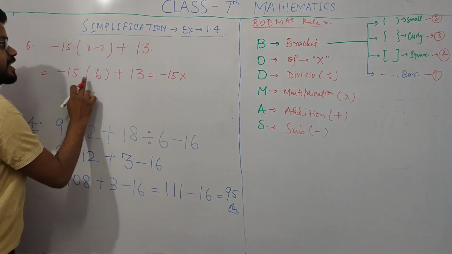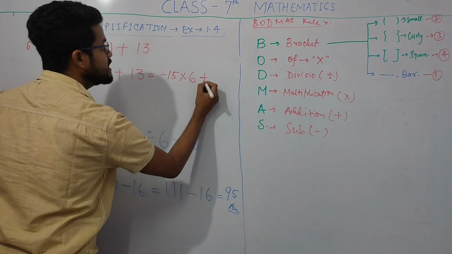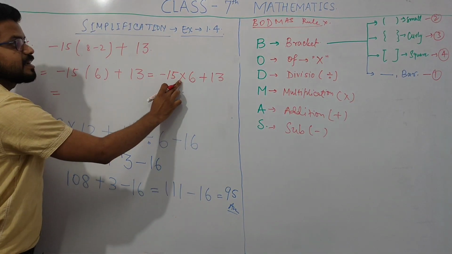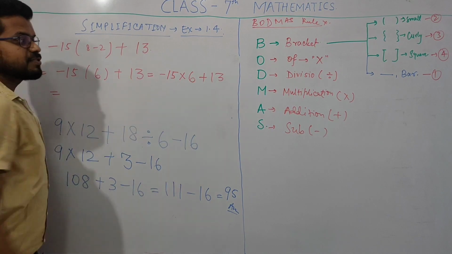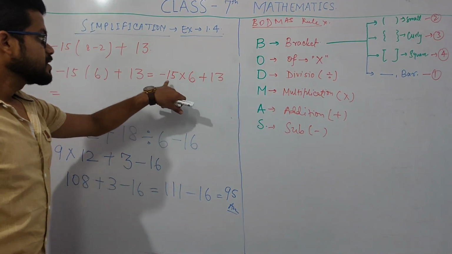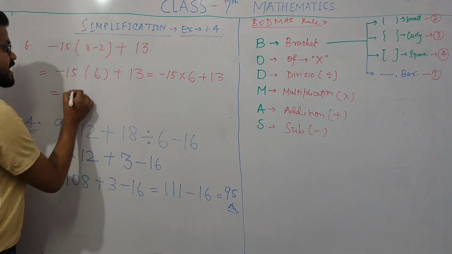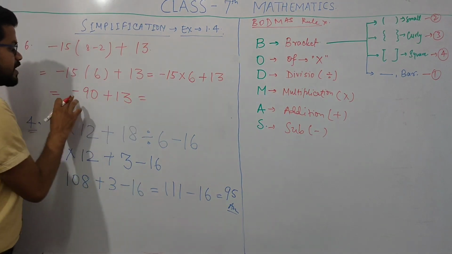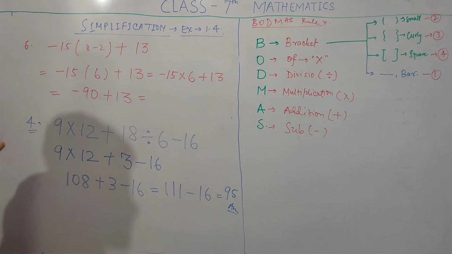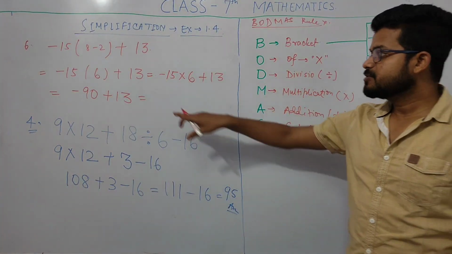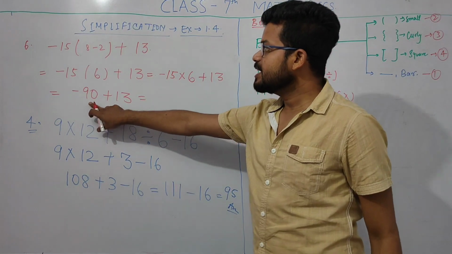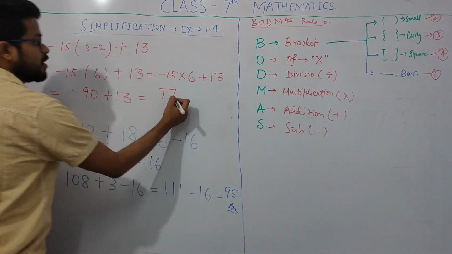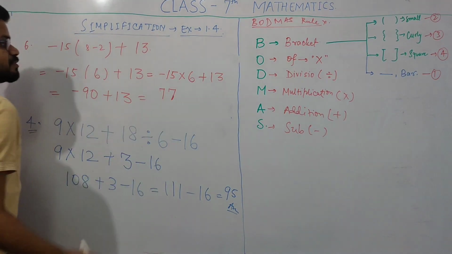So this is minus 15 into 6 plus 13. After that I get multiplication and division, so first priority I give to multiplication. So minus 15 into 6 is minus 90, 15 6s are 90, plus 13. Now this is minus and this is plus. Whenever we get the opposite sign, we always do a subtraction. So 90 minus 13 is how much? 77.